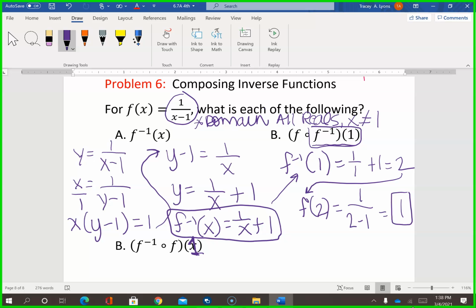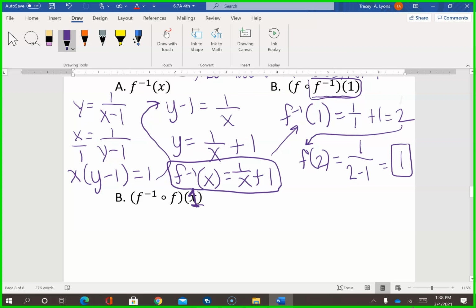Now, is 1 in the domain of the inverse? Would it be in the domain of this one? It would, right? The only number you can't have here would be 0, because you can't divide by 0. So it worked because we could plug in the domain of that function. So we're okay on that one. Let's look at the next one.